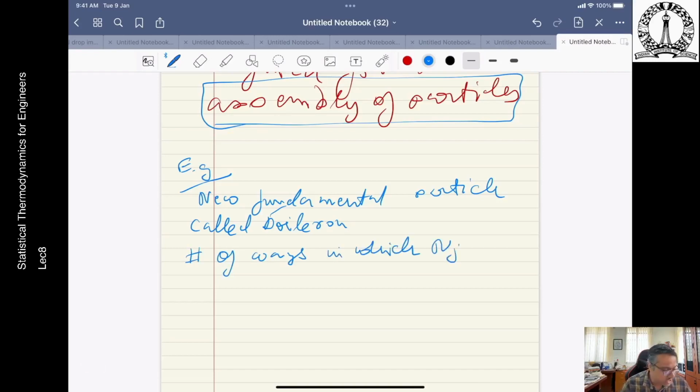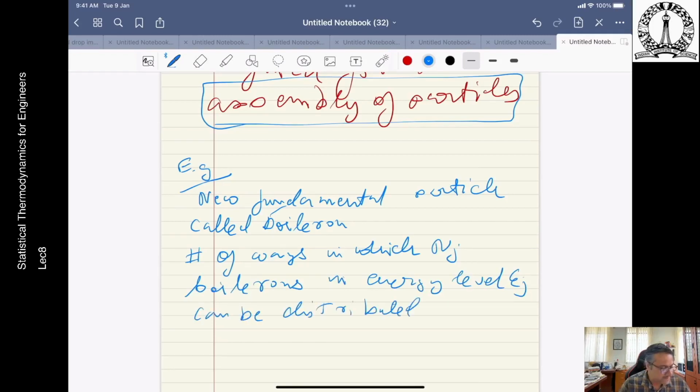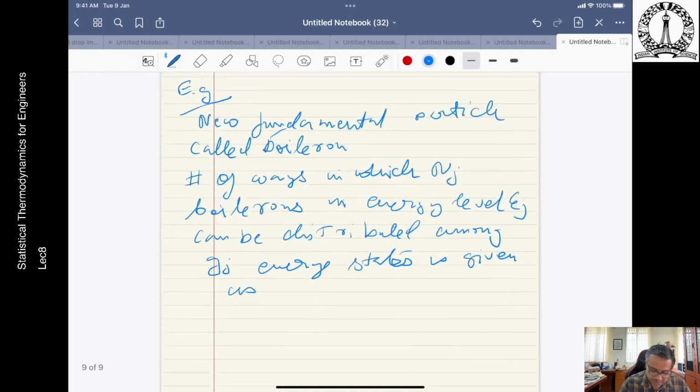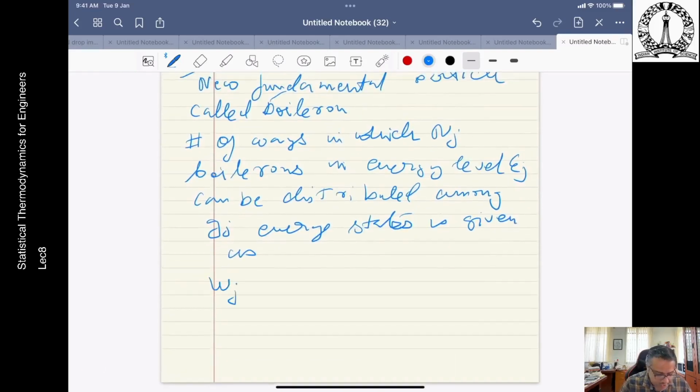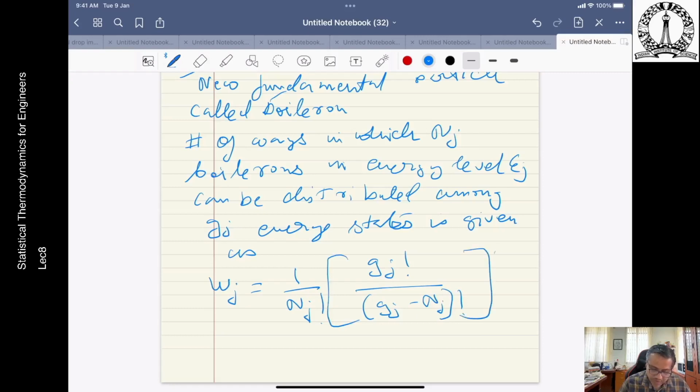Number of ways in which Nj boilerons in energy level Ej can be distributed among Gj energy states is given as, so we are giving you the distribution given as Wj is equal to 1 over Nj factorial, Gj factorial over Gj minus Nj factorial, square.